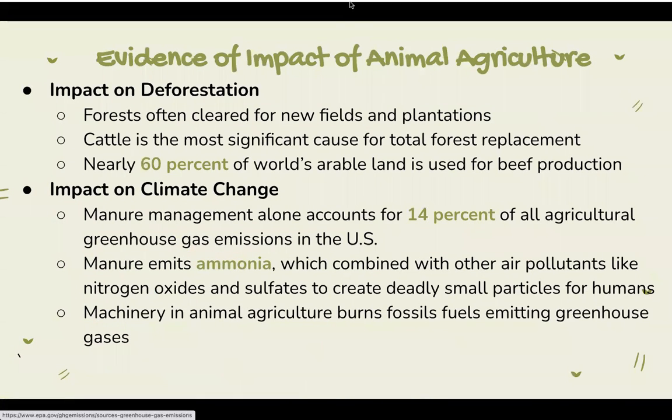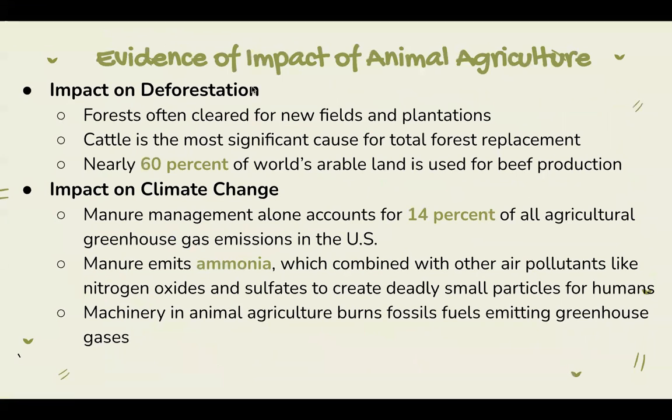So to elaborate on each of the different impacts that animal agriculture has, here's some evidence. For deforestation, forests often are cleared for new fields and plantations, and cattle is actually the most significant cause for total forest replacement, with nearly 60% of the world's arable land used for beef production.